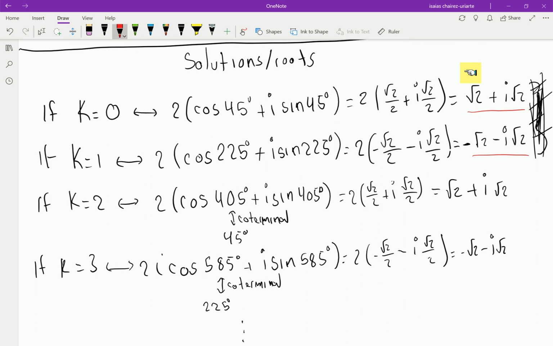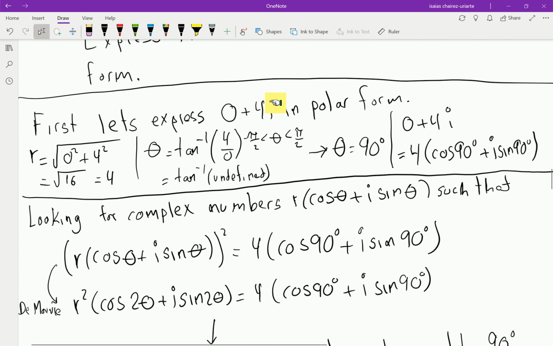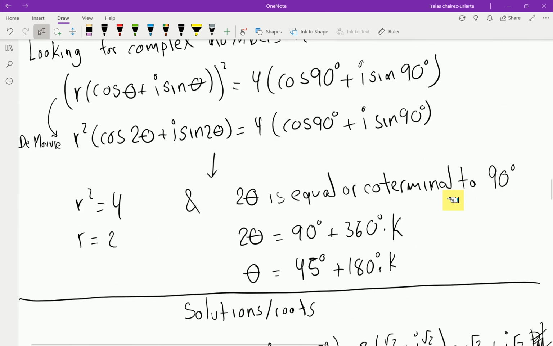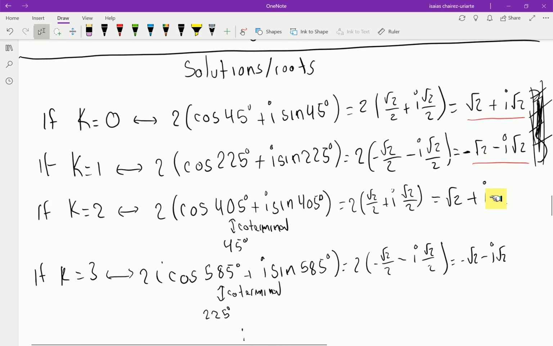That's it. So we started with the complex number 0 plus 4i. The first thing we did was convert it to polar form, and then we had to guess what the square root was. That gave us some conditions. We had to think about some coterminal angles, and it turns out that there are two square roots of 4i, just like the fundamental theorem of algebra says, there are two roots.